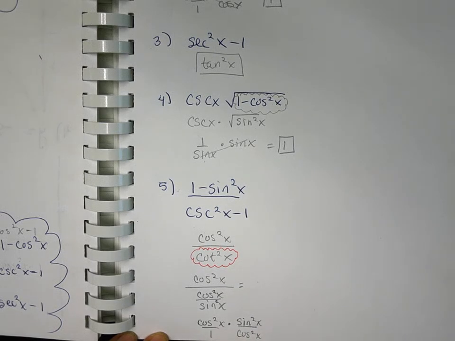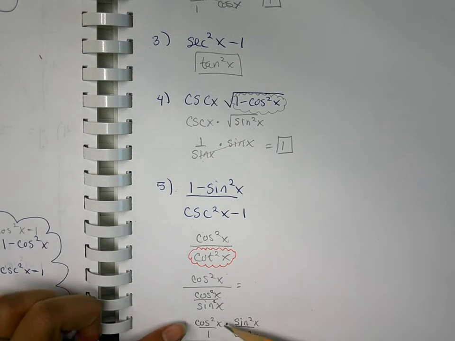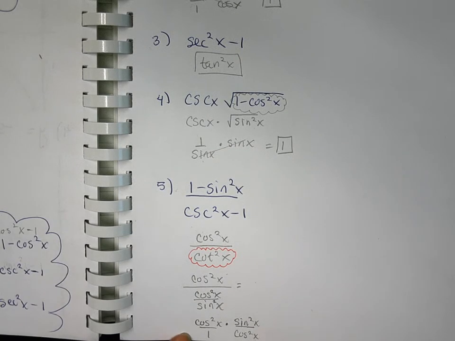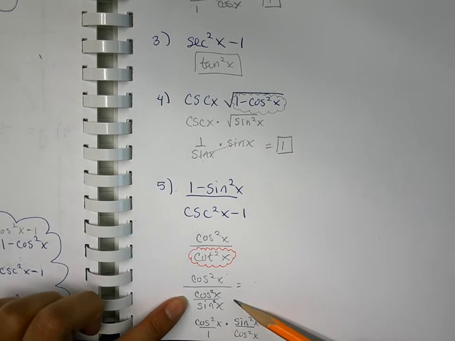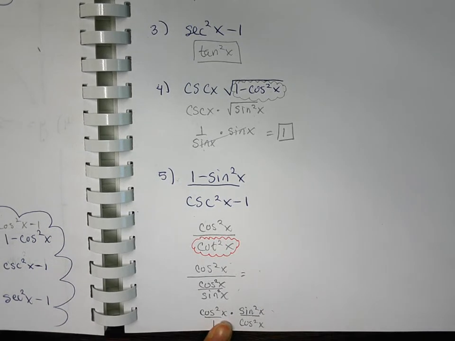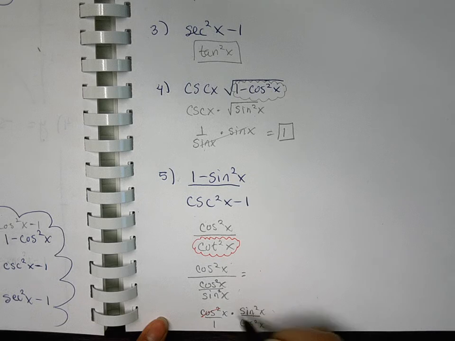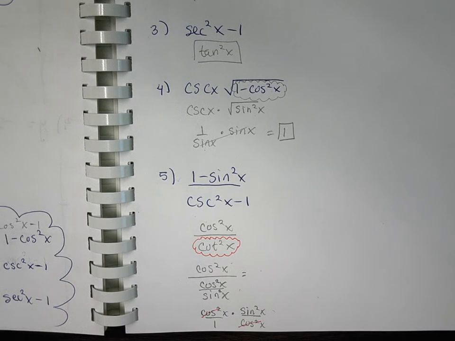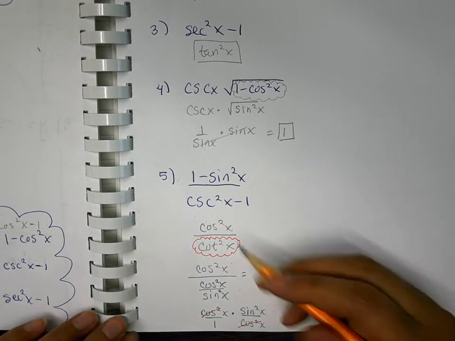Do you guys see how I got that? Cosine squared x is the top, and I just put it over 1. Cosine squared x over sine squared x, I reciprocaled, and it's here. And what ends up reducing? The cosine squared x, and what's my final answer? Sine squared x.